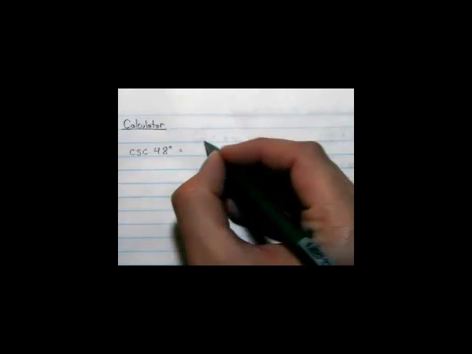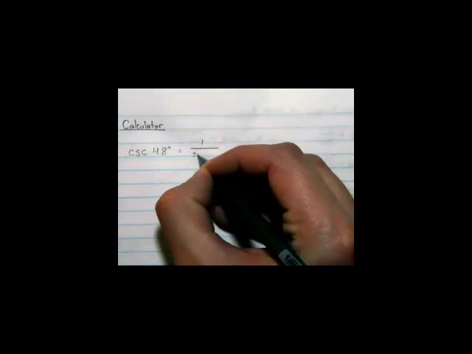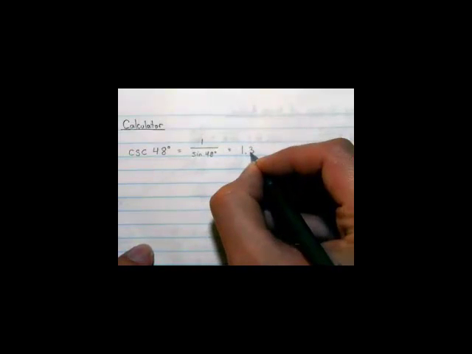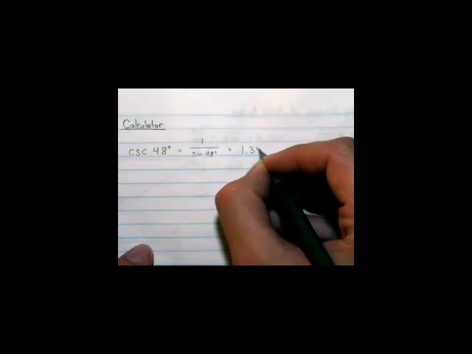Any ideas? Exactly. Because it's the reciprocal of sine, you can do 1 over the sine of 48, and that should work for you. Again, make sure your calculator is in degrees here when you're doing this. All right, and so the cosecant of 48 degrees should be about 1 point, let's take it out 3 decimal places for all these guys, 1.346.